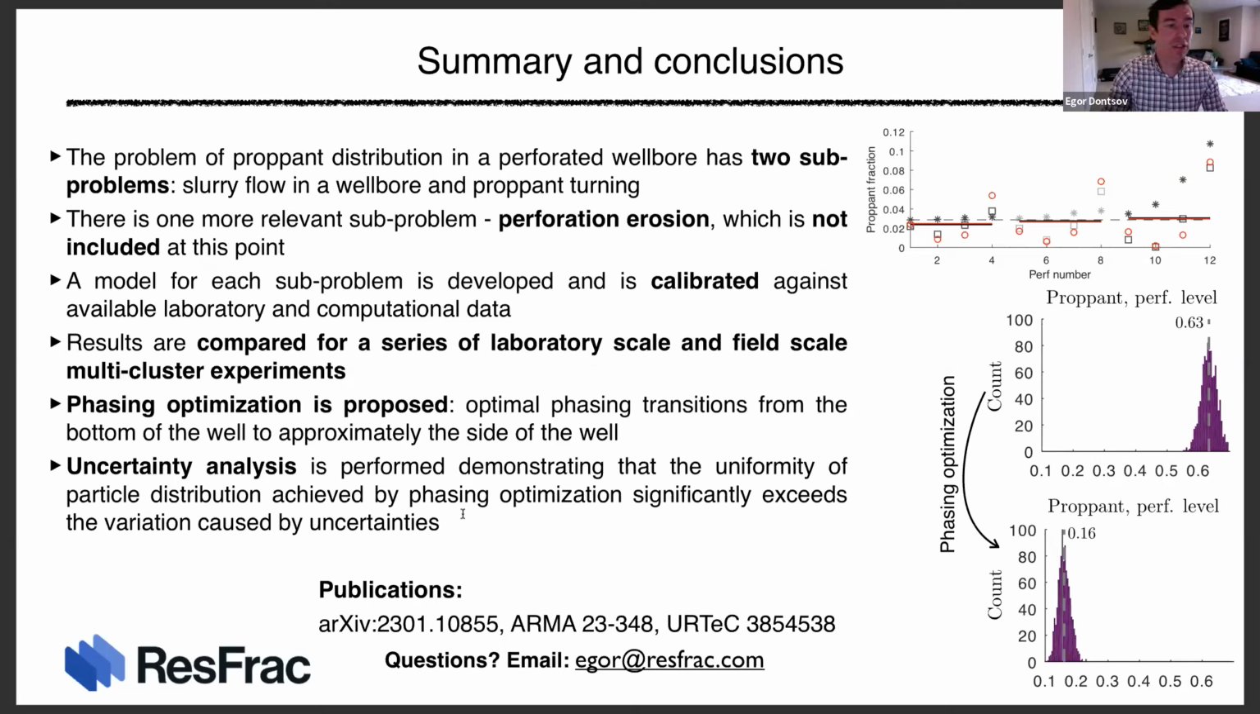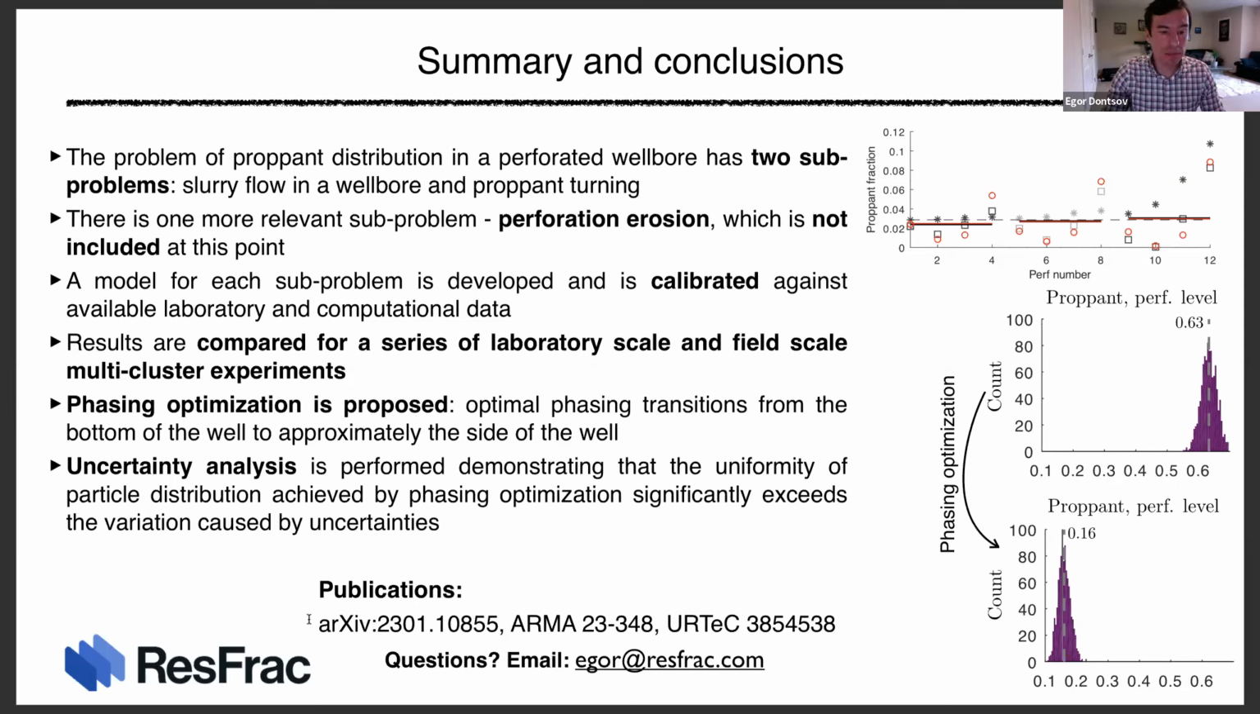Lastly, we did uncertainty analysis just to make sure that the little uncertainties we have in the field are not going to overshadow the improvement from the optimization. Last but not least, I want to mention that here we assume a relatively ideal case where slurry distribution is uniform, and all this optimization assumes that. If your slurry distribution is not uniform, then it's going to be the primary factor affecting where the proppant goes. So the first thing to solve is the uniformity of slurry, and once you have that, this phasing can be used to get more uniform proppant distribution.